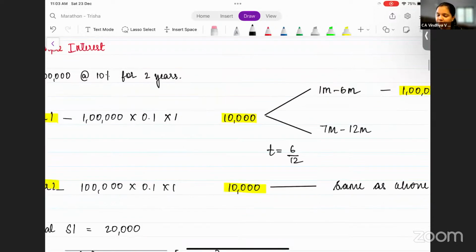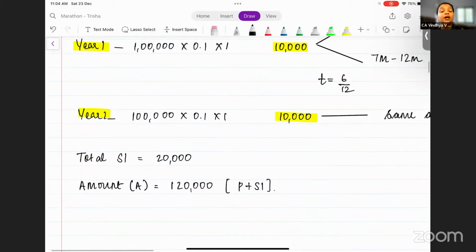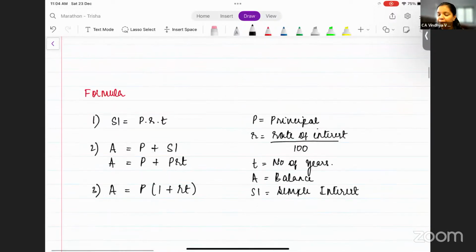So here the total simple interest is 20,000 and the amount, that is the total of principal plus simple interest, is 1,20,000. So under simple interest, the interest will remain the same. Important things here, formulas that you need to know. First one is the simple interest formula, which is given as P into R into T. The second one is the amount formula. What is amount?